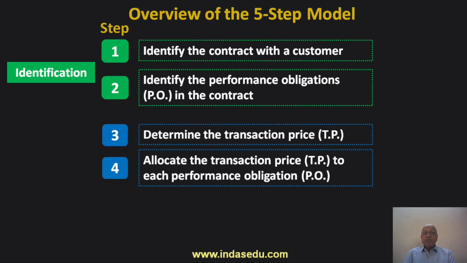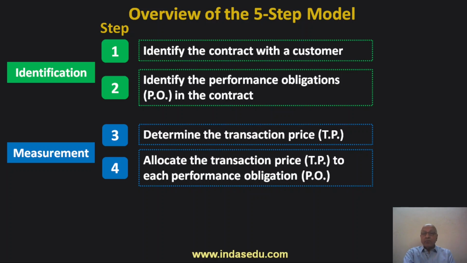Step 3 and 4, determine the transaction price and allocate the transaction price to each performance obligation. This is what? This is called measurement. After the transaction is identified, it is measured in terms of money. They measure what the transaction price is and thereafter they allocate the transaction price between different performance obligations.